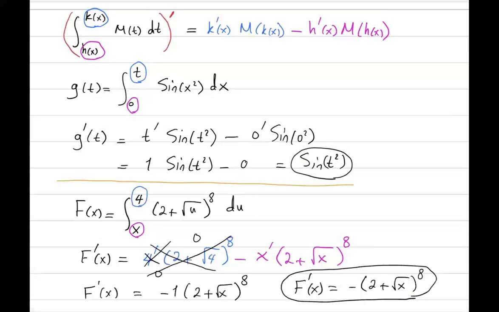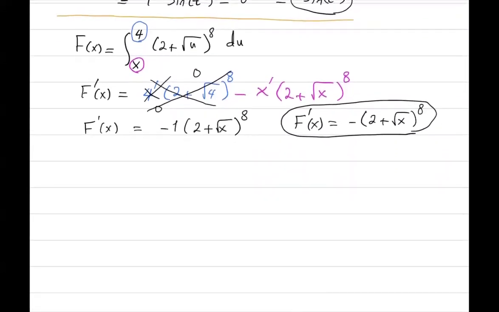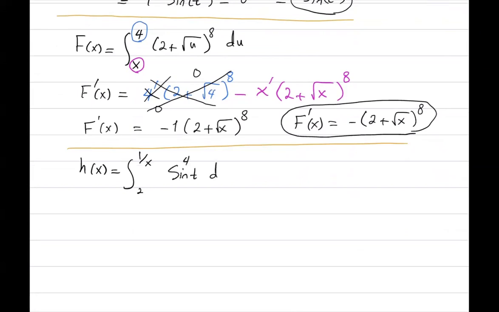Next question for you. Suppose you have h of x to be the integral from 2 to 1 over x of sine to the 4th of t dt. We want to know what is the derivative of this function.